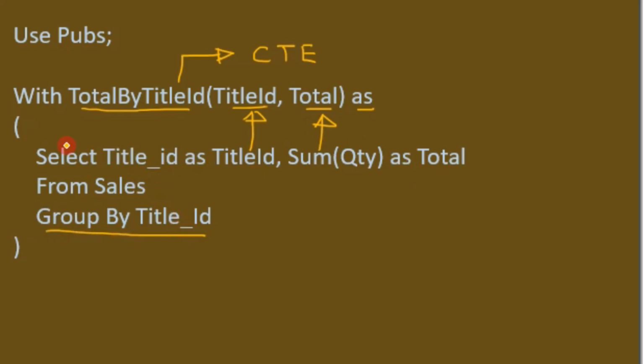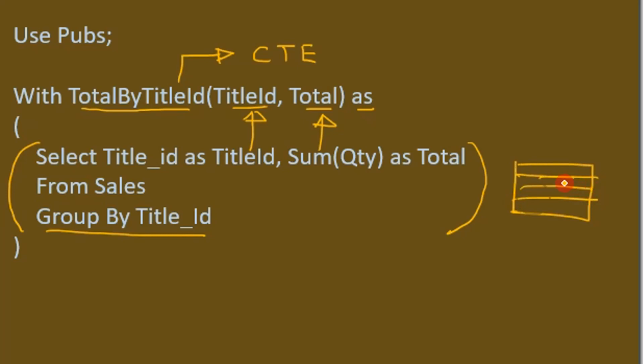So previously we used this same return result. So this will return a table of data, right? So we used this table of data as a derived table. This time we are using it as a CTE, and this is now referred by this specific name, total by title ID. So that's the CTE1.